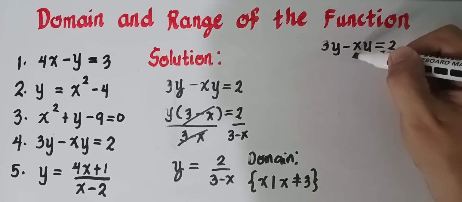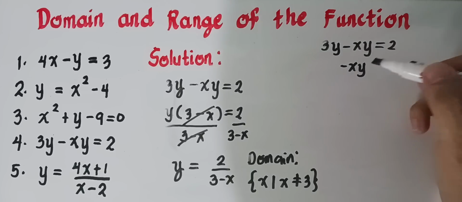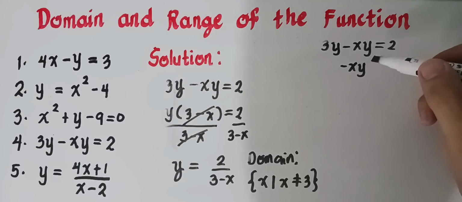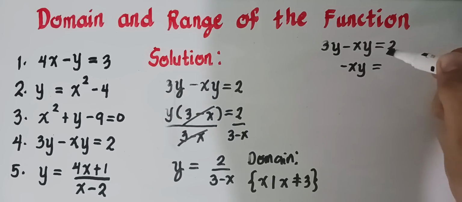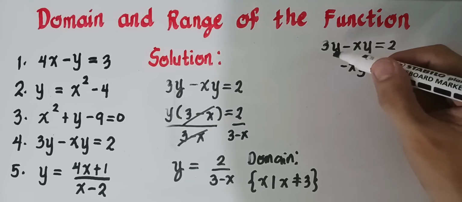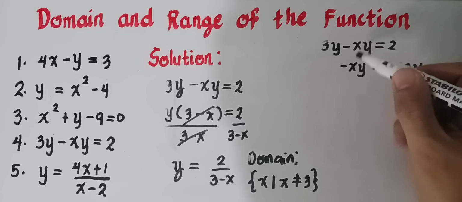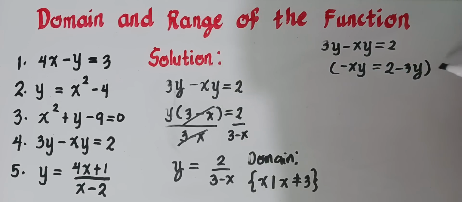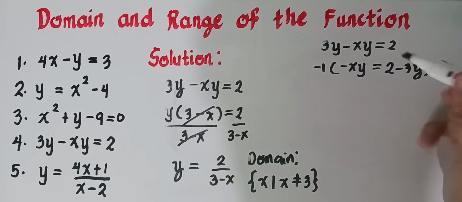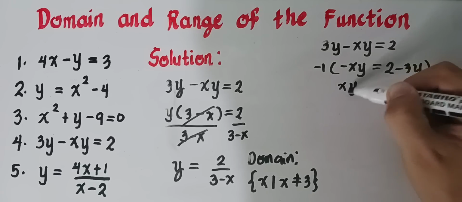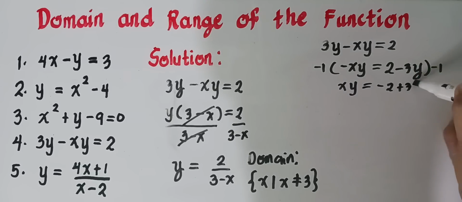Ang gagawin natin dito, copy nyo lang to, negative xy. Sinusolve kasi natin yung x, no? So, magiging copy nyo yung positive 2. Si 3y, lipat natin, magiging negative 3y yan. Okay, so may negative sign tayo. Tanggalin natin yan. Pwedeng mag-multiply by negative 1 or mag-divide ng negative 1. So, magiging positive xy na to equals negative 2 plus 3y.